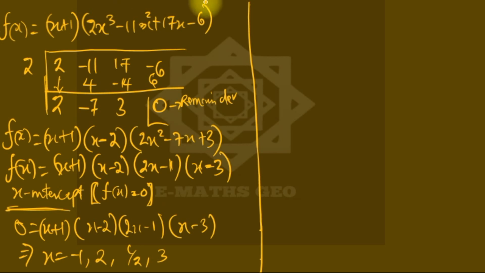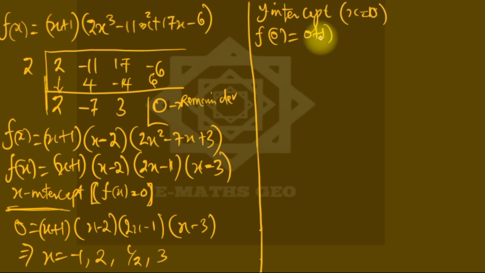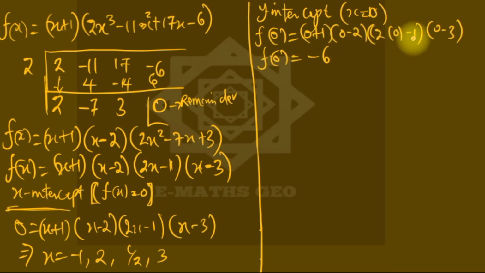So if I substitute x as 0, the y-intercept is f of 0. We substitute x as 0. So I have 0 plus 1 times 0 minus 2, times 2 times 0 minus 1, times 0 minus 3. So f of 0 is 1 times minus 2, times minus 1, times minus 3, which is minus 6. So our y-intercept is minus 6.